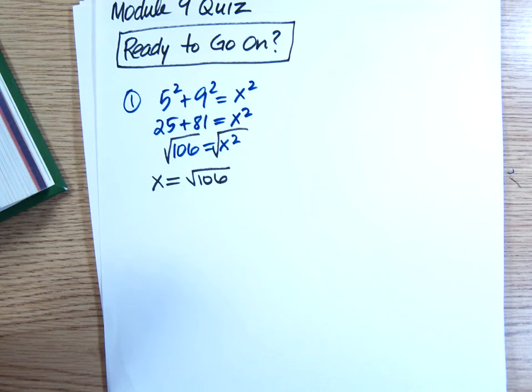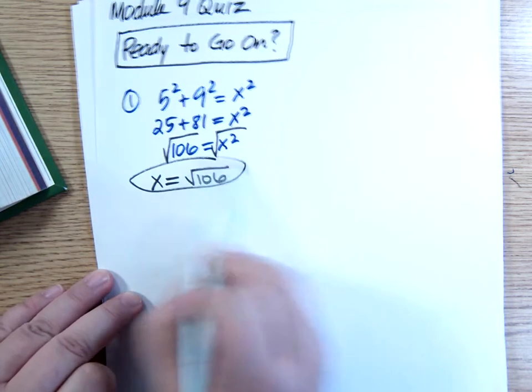Let's see. It's not divisible by 4. It's not divisible by 9. It's not divisible by 16. It's not divisible by 25 or by 36 or by 49 or by 64 or by 81. So this is my answer.